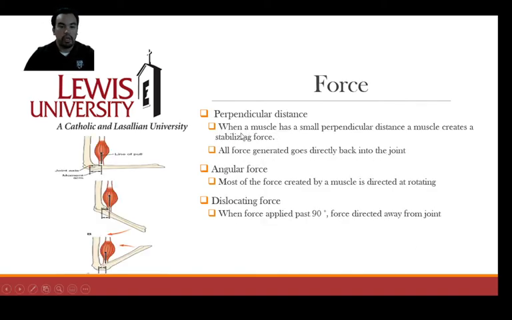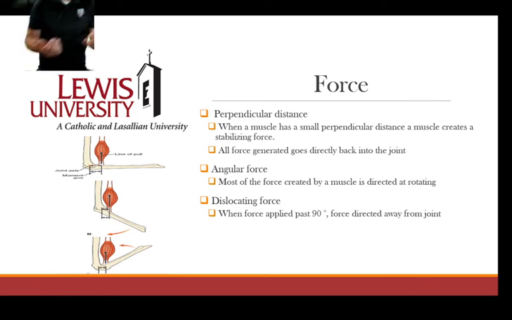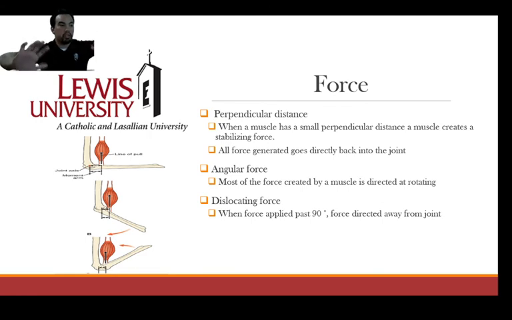Perpendicular force: when a muscle has a perpendicular distance, a muscle creates a stabilizing force. All force generated goes directly back into the joint. Okay, so that's 90 degrees. That's why when you're holding something, we typically hold an object like this, right? Because it's the easiest for us to do. When we're pushing, it's along here. That's why they say, like the bench press and things like that, keep your arms at 90 degrees, because that decreases torque into the joint.